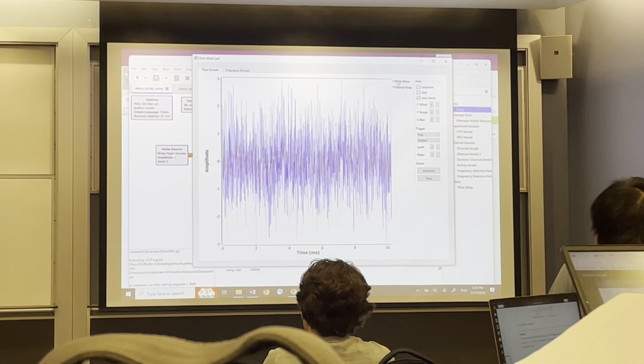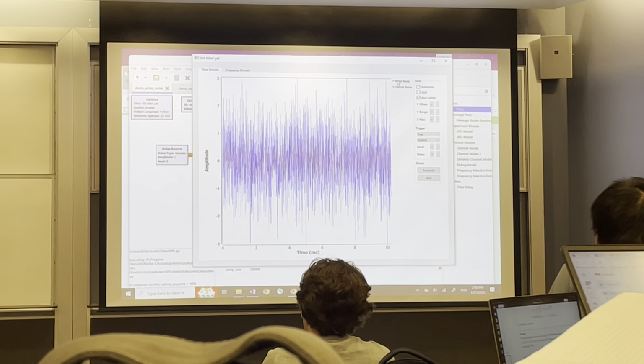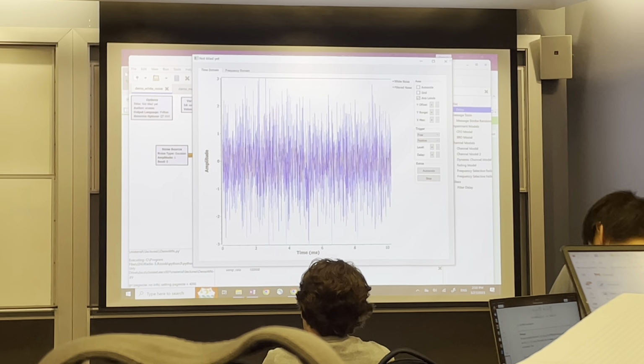White noise versus color noise. Any questions? No? Okay.